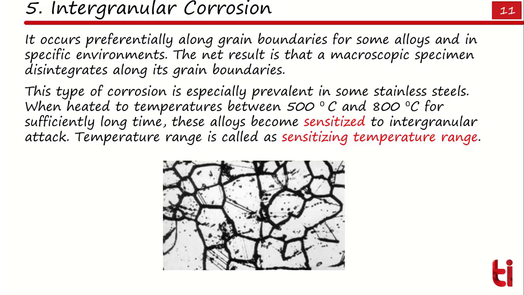This type of corrosion is especially prevalent in stainless steels, especially when the stainless steel is being heated at an intermediate temperature range of 500 to 800 degree centigrade for a sufficiently long time. When you heat steels at this temperature, they become sensitized for intragranular attack, and therefore this temperature window is also called the sensitizing temperature range.